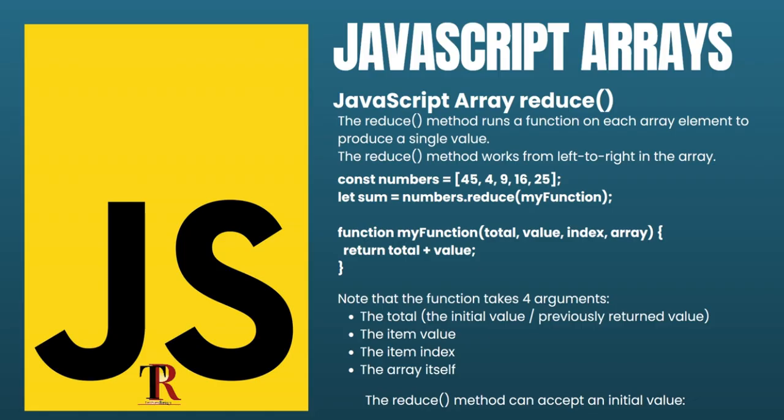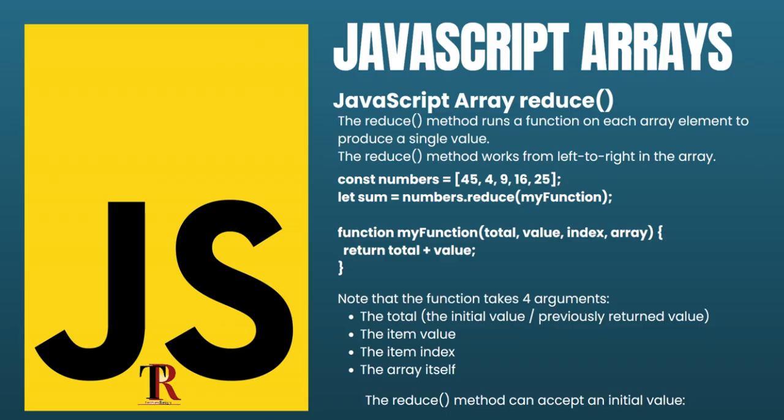So if you pay attention to what I just read, it's basically saying that when you use the reduce method, it runs a function on each array element to produce a single value, which means that the reduce method will expect a function, and that function is what is going to run on each array element to produce a single value. The reduce method works from left to right in the array, which means that it will start execution from the left to the right in an array.